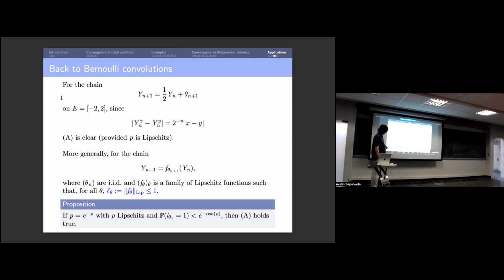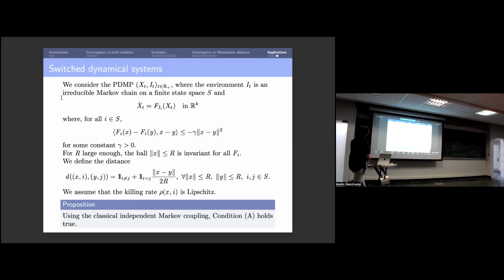And so then we have a result that, under the same assumption, if the survival probability is e to the minus rho with rho Lipschitz, and if we have a small enough probability that the Lipschitz norm of f is equal to 1, so it needs to be sufficiently often strictly less than 1 in this sense, then we have condition A. So this works, of course, for the Bernoulli convolution very simply. And for the PDMP example, it's the same as the one I presented.